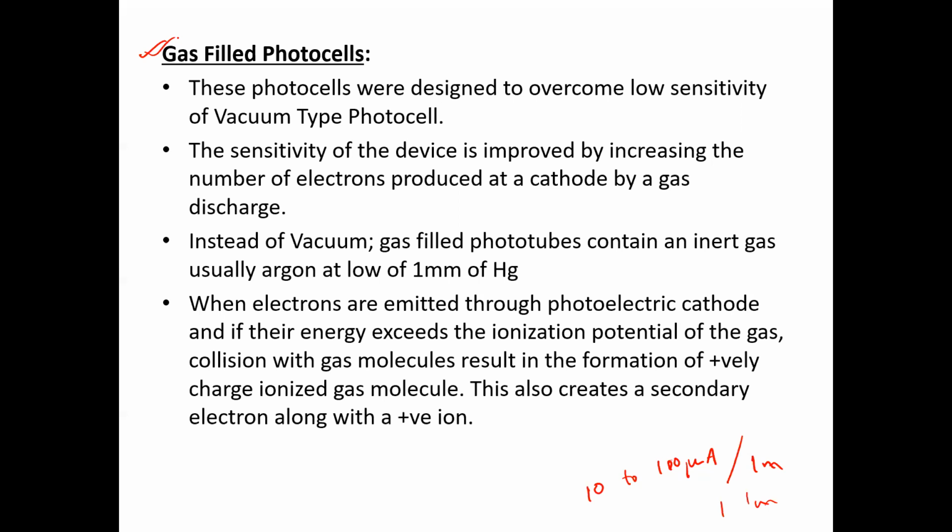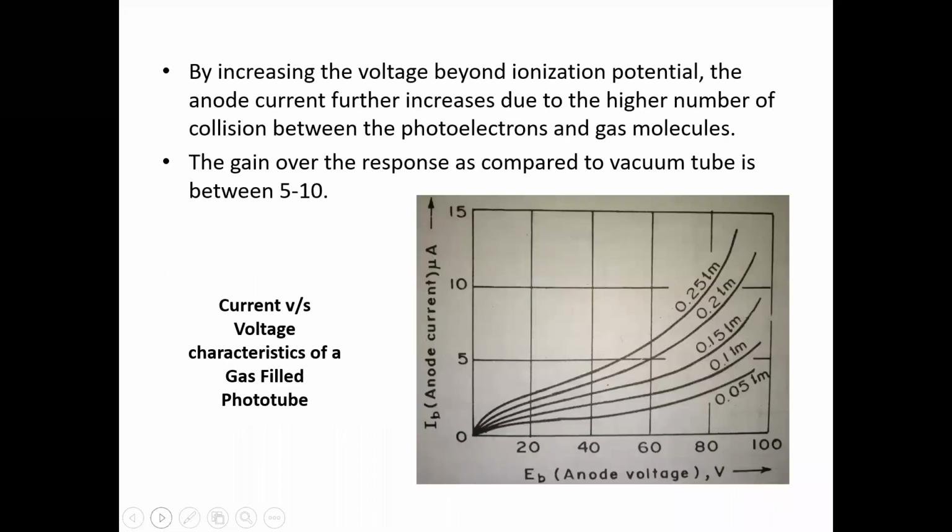So in this way, the number of electrons produced for a particular intensity of light can be increased. And if the number of electrons is increasing, then the total amount of current flow is also likely to increase. So in this way, the sensitivity of the device can be increased as well. By following this process, the gain or response of the gas-filled phototubes can be increased from 5 to 10 times compared to the vacuum type phototubes.